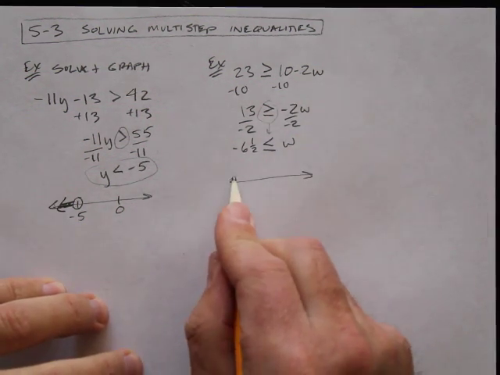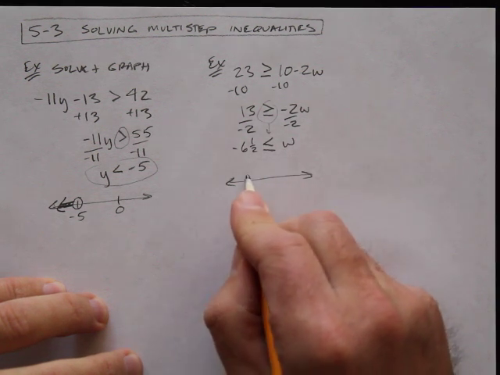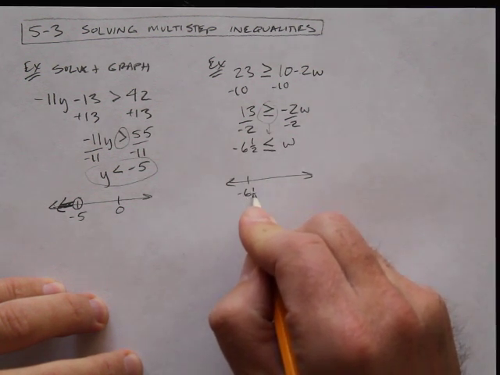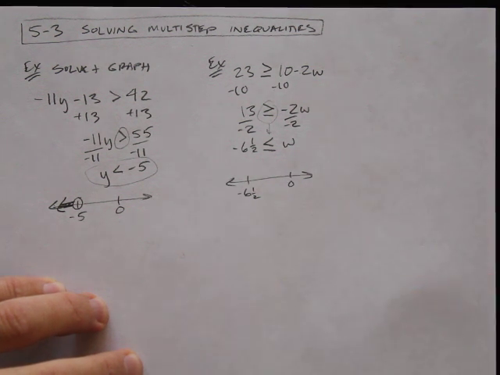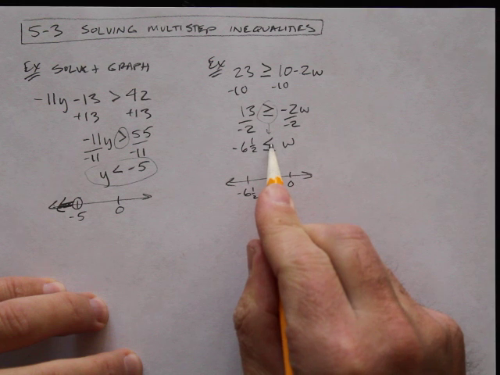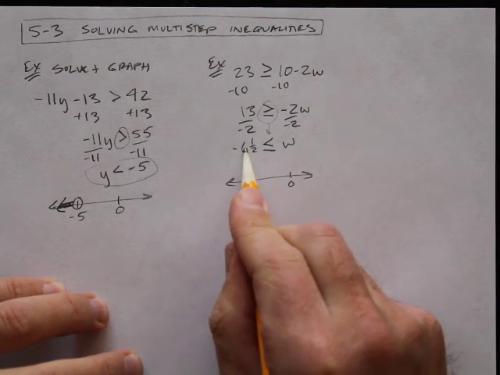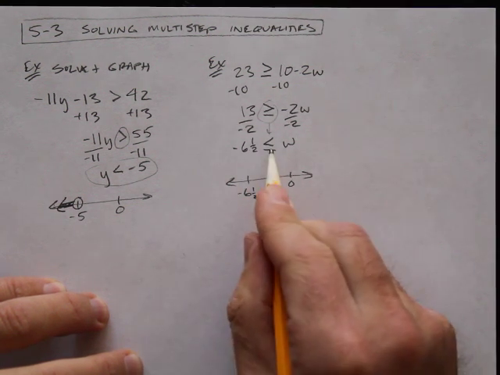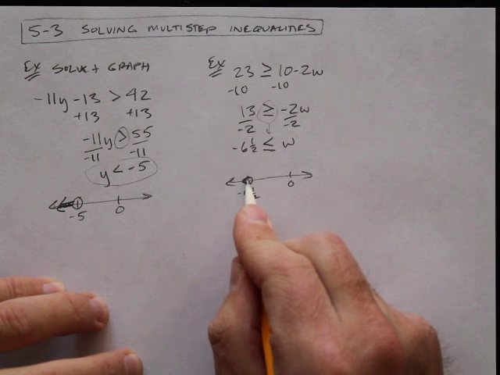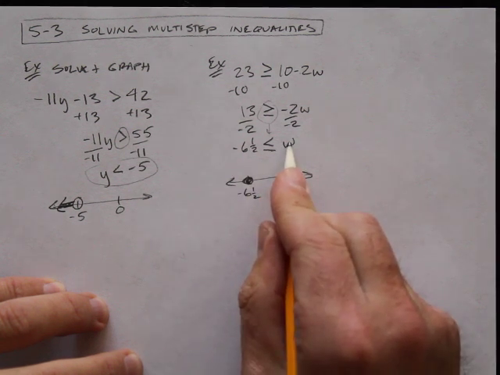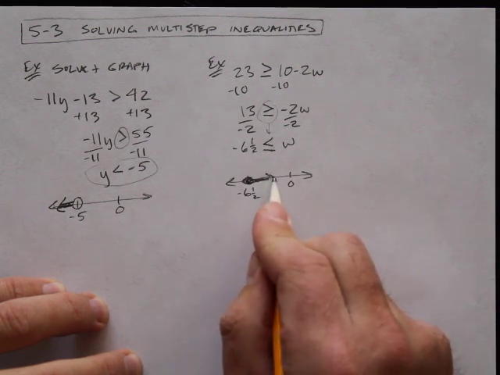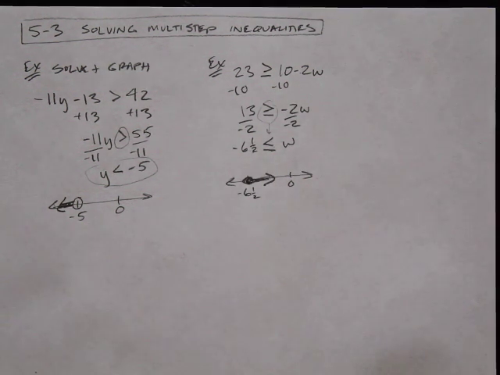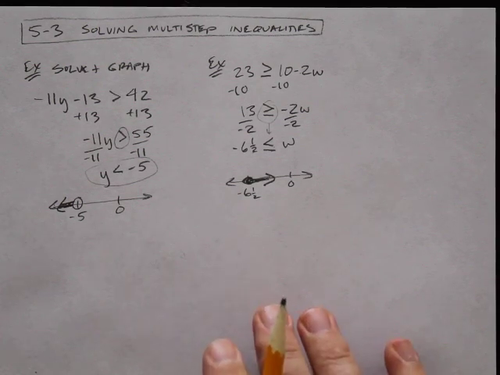So let's graph this. Negative 6.5 will be right here. And then I'm going to put 0 right here. w is greater than or equal to negative 6.5. So it's or equal to, so I got a solid dot. w is greater than negative 6.5, so I'm going to draw my line that way.